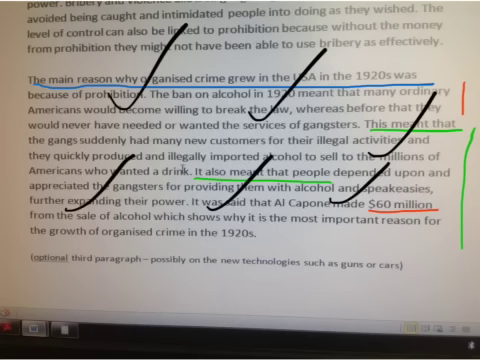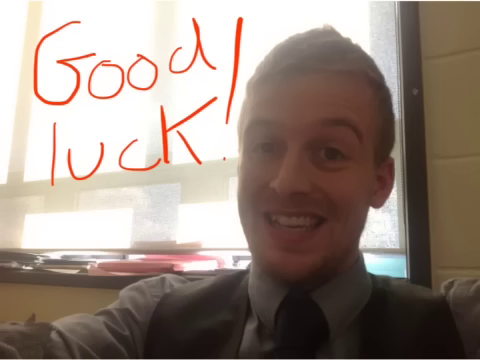It also says down the bottom, optional third paragraph, possibly on the new technology such as guns and cars. I've not written a third paragraph, but at the end of the exam, if I had time, I might come back and add a third paragraph just to make sure. And that is how to do an explain question.